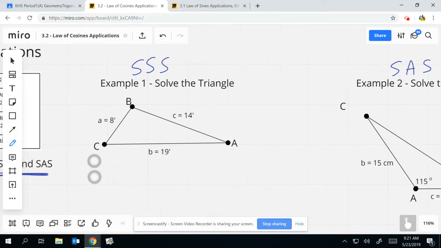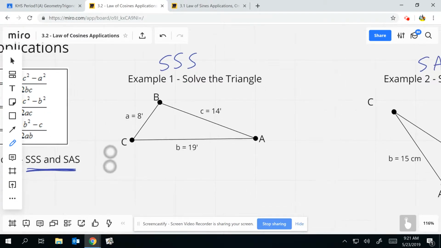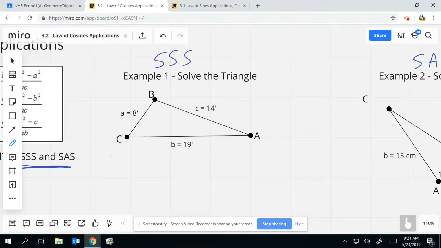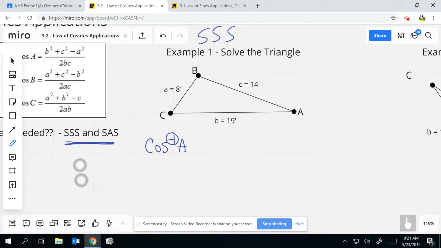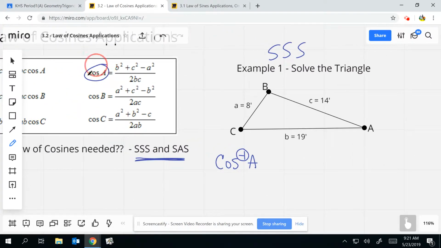So in example 1, they've given us all three sides. So I'm going to need an angle. And if I want to go alphabetically, I would find angle A first. So what I'm going to put down is cosine -1 of A. I have to put the -1 because I want an angle. And I'm going to be using this formula right here, even though they didn't put the -1. You could actually write that in there. They are actually -1s. You're going to have to find an angle with this formula.